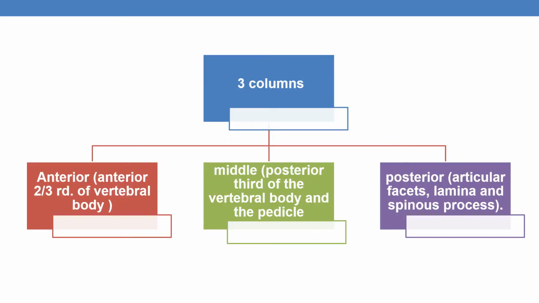In the code description of osteotomy codes, you can see three columns. So what are the three columns? The first one is anterior, which represents the anterior two-thirds of the vertebral body, and the next column is middle, which represents the posterior third of the vertebral body and the pedicle, and the next is the posterior column, which represents articular facets, lamina and spinous process. So these are the three columns.